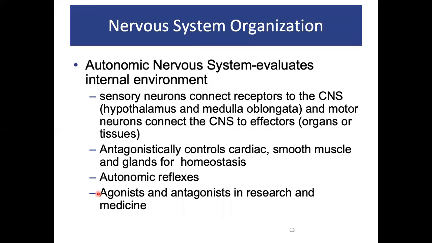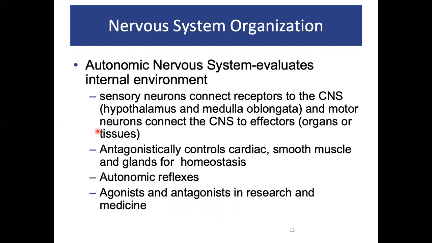Your autonomic nervous system evaluates internal environments. It has sensory nerves that are sending signals from the body to the brain. So think of your baroreceptors that are enmeshed in your carotid sinus and your aortic arch. These send action potentials to the medulla oblongata. The medulla oblongata evaluates it and then sends a signal out to the heart to cause some type of change.